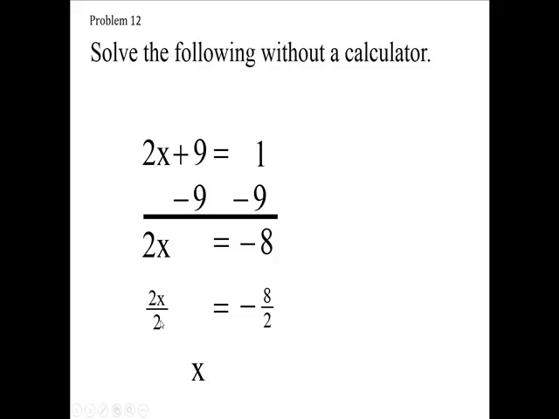Do you see why we divided by 2? 2 over 2 is 1. And 1 times x is x. This equals, don't forget your negative sign. When you divide 8 divided by 2, you get 4. Don't forget your negative sign. Final answer, x equals minus 4.